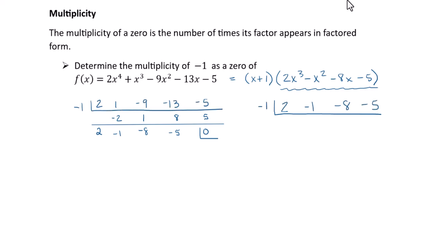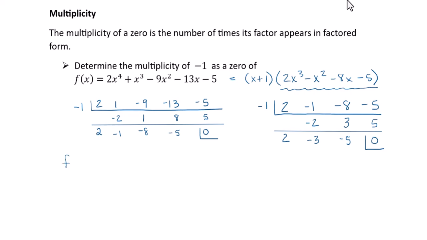I'm going to put in a negative 1 through the process, carry down the 2 so we have a number to start with. 2 times negative 1 is negative 2. Negative 1 and negative 2 is negative 3. Negative 3 times negative 1 is positive 3. Negative 8 and 3 is negative 5. Negative 5 and negative 1 is 5. Negative 5 and 5 is 0. So we see that negative 1 is, again, a zero.